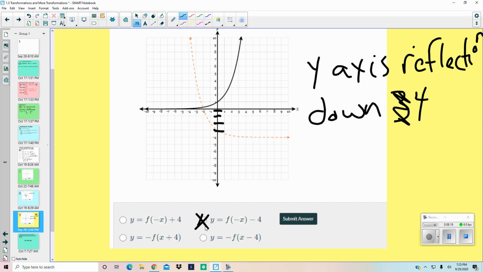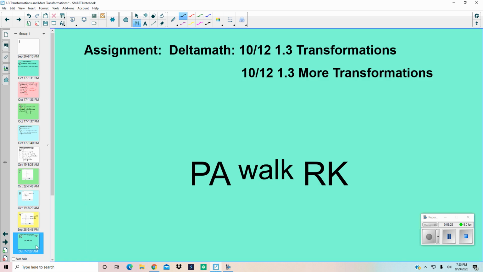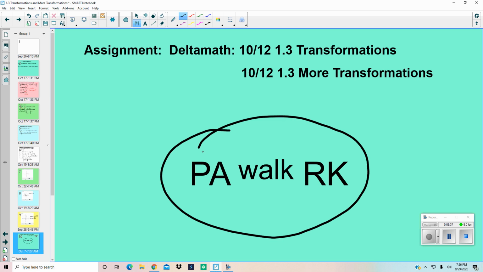All right, so there's actually going to be 2 assignments where you're looking at these graphs and describing what's happening, but it's all going to be multiple choice. So on Delta Math, there's a transformations assignment and then more transformations. And really, I think this is going to be a walk in the park, people, because it's all multiple choice. So reach out if you have questions.